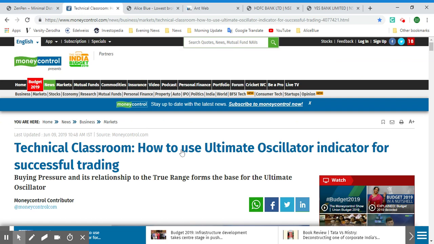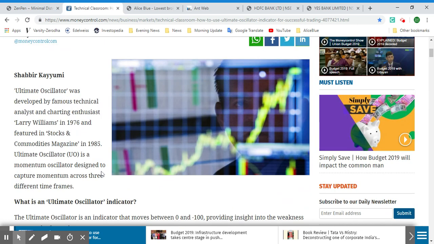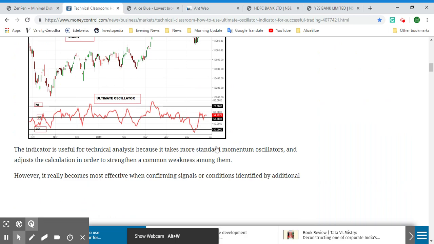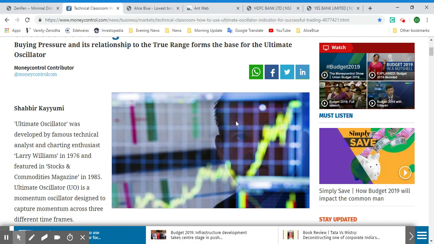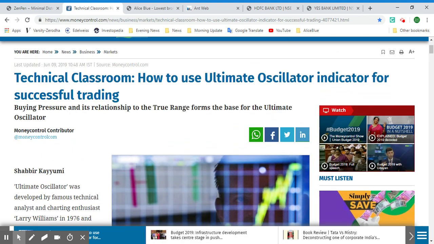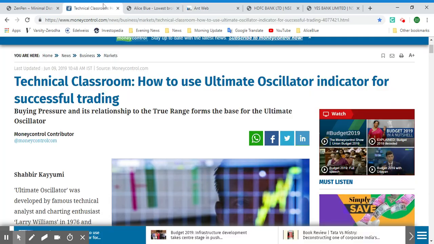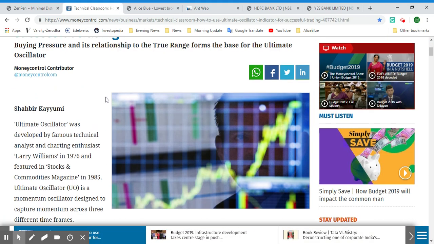In this video, we'll be seeing how you can use the Ultimate Oscillator indicator for successful trading. So we'll be learning the basics and especially some of the explanation from the Money Controls website. I'll give you the link for the specific article and then we will apply this oscillator, this indicator on the chart using Antweb's platform for better understanding. So let's go into the topic.